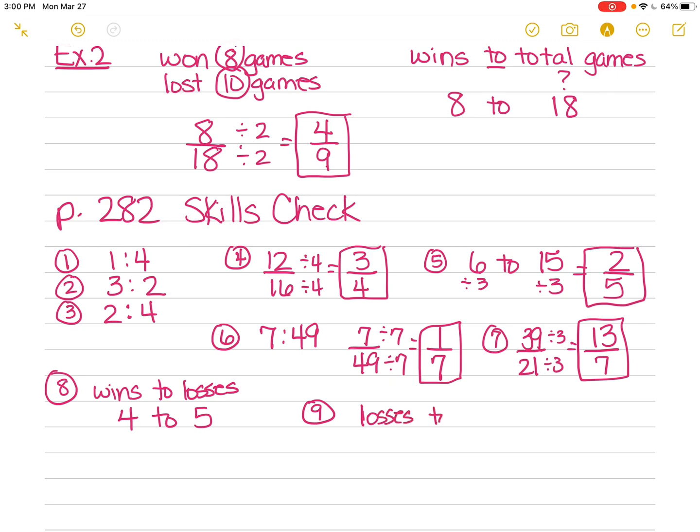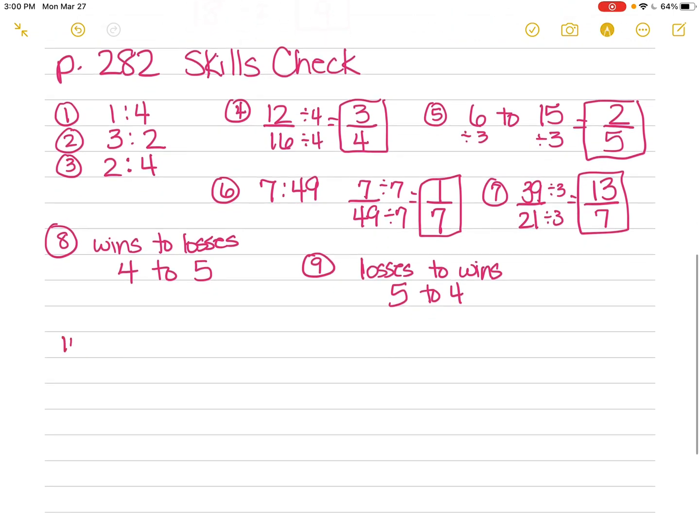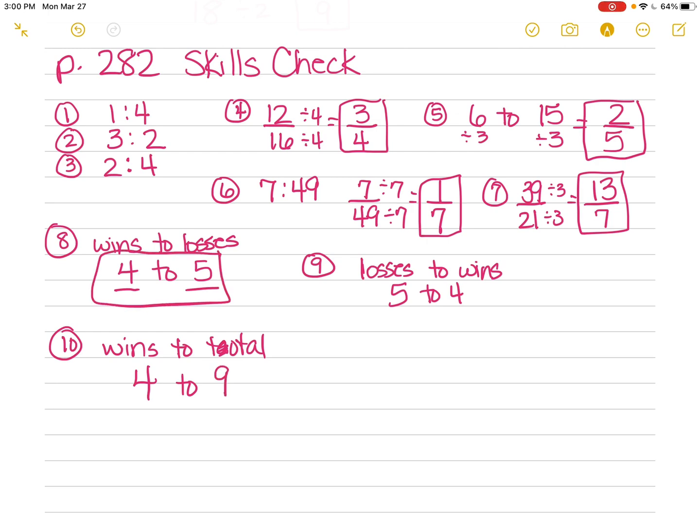Okay, number 9 said losses to wins. Losses to wins. So we're just going to take that same one that was wins to losses, and we're going to go the other way around. So we're going to have 5 to 4. Okay, and then the last one, number 10, was wins to total. Wins to total. So we already know that our wins was 4, but to find our total, we need to add up our wins and losses up here, so that would be 9. So those are your answers for 8, 9, and 10.